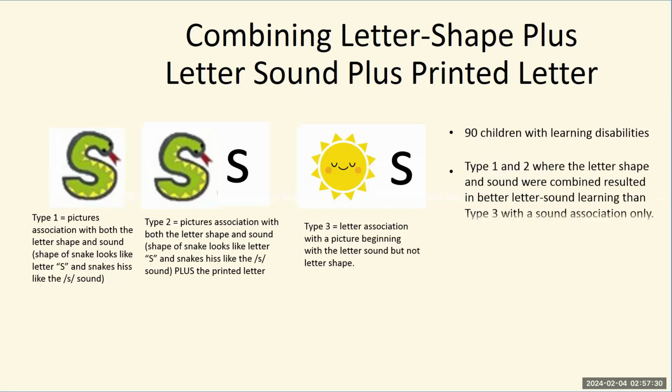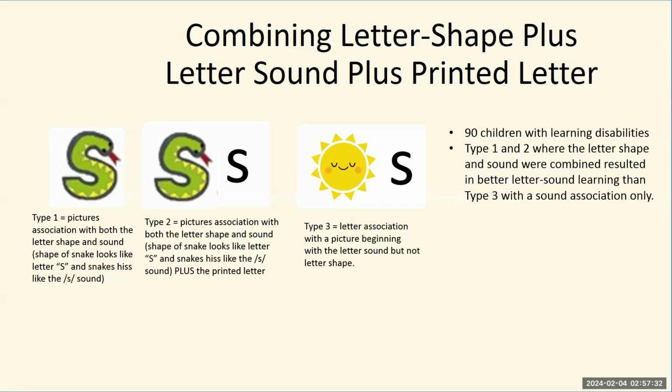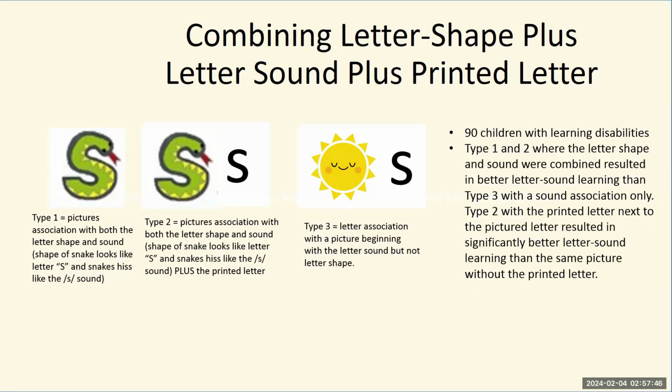They found that type 1 and 2 letters, where the letter shape and sound were combined, resulted in better letter sound learning than type 3, with a sound association only. And then type 2, with the printed letter next to the pictured letter, resulted in significantly better letter sound learning than the same picture without the printed letter.